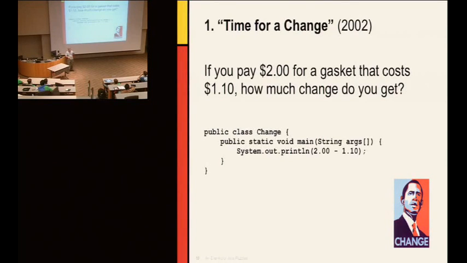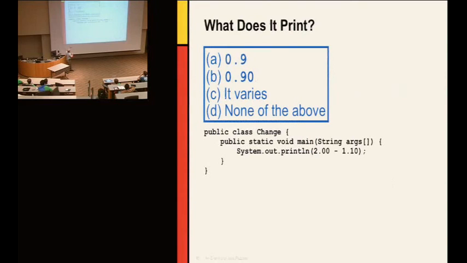So the question is, what does this print? Does it print 0.9, losing the precision? Does it print 0.90, retaining the precision? Might it vary depending on whether you're using Oracle's VM or IBM's VM, or does it do something different? None of the above. So, by show of hands, how many people believe this one always prints 0.9, choice A?